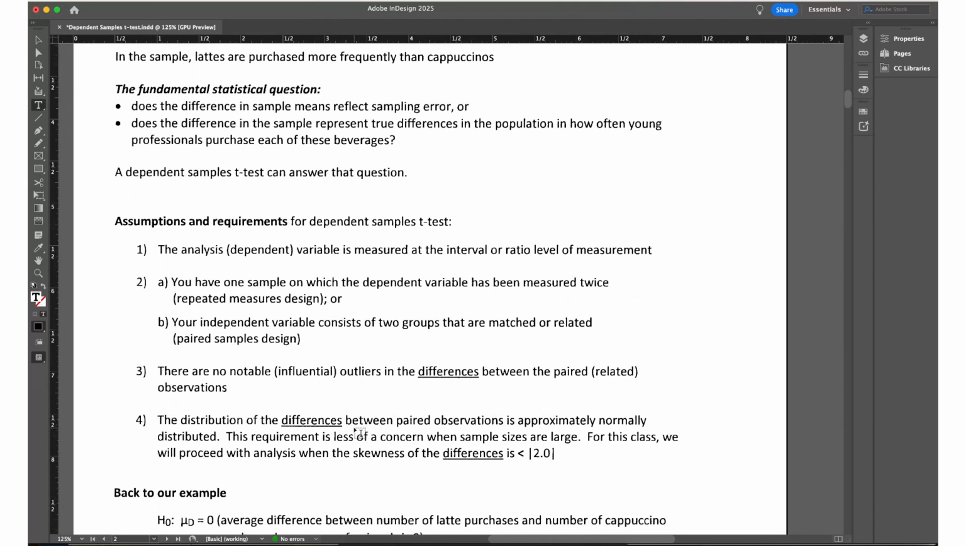And for number four, we'll continue looking at the differences. So yes, we are going to look for normal distribution, but in this case, it's going to be the distribution of the paired differences. And this requirement is less of a concern when sample sizes are large. For this class, we will proceed with analysis when the skewness of the differences is less than 2.